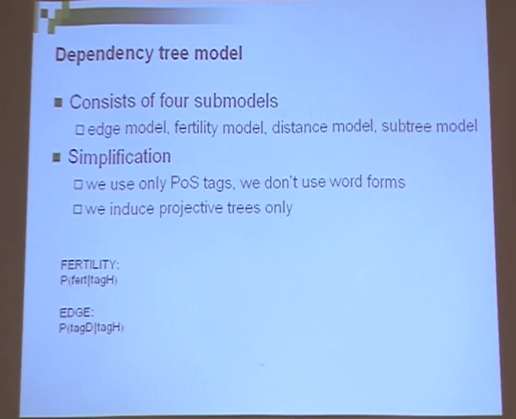So now I will describe my model, which consists of 4 submodels, which are edge model, fertility model, distance model, and subtree model. For simplification, in my experiment I used only part-of-speech tags. I don't use word forms at all. And I induce only projective trees, because it's quite a valuable constraint for inducing the dependency trees, because there are not many non-projectivities in Czech or in whatever language.